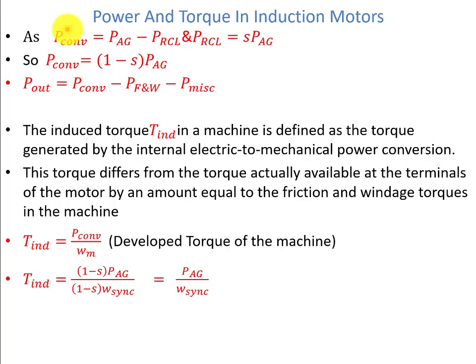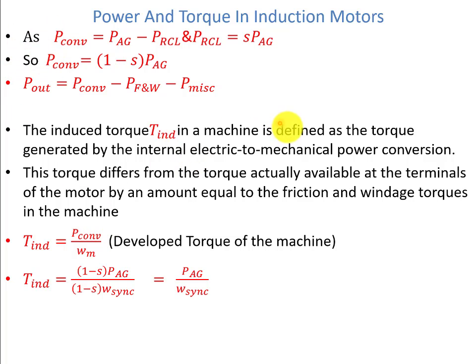Now power converted, as we know, is P air gap minus P rotor copper losses, and the rotor copper loss is equal to S, or slip, times the air gap power. So we can write power converted as (1 minus S) times air gap power, and then the output power will be the power converted minus friction and windage losses minus miscellaneous losses. This will be our output power.